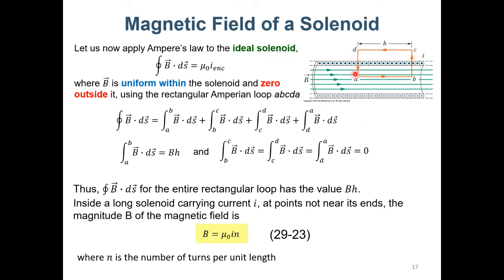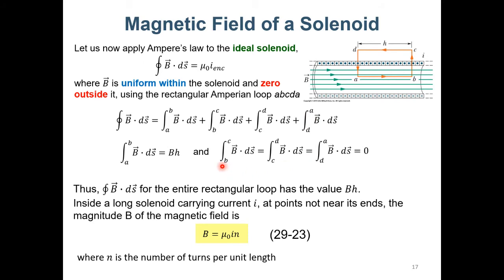So we define an Amperean loop like this, which is a rectangle from A to B to C to D and back to A. So it is a closed loop, which is also known as the Amperean loop. Using this rectangular Amperean loop ABCDA, we can calculate the line integral, which is the left-hand side of Ampere's law, and we can separate this integral into four parts: from A to B, from B to C, from C to D, and then from D to A.